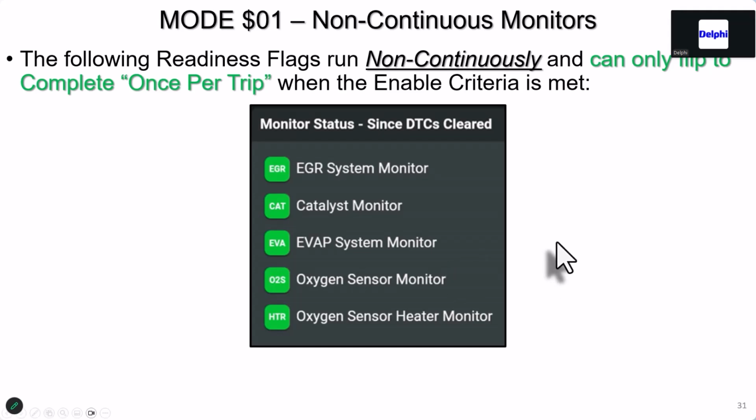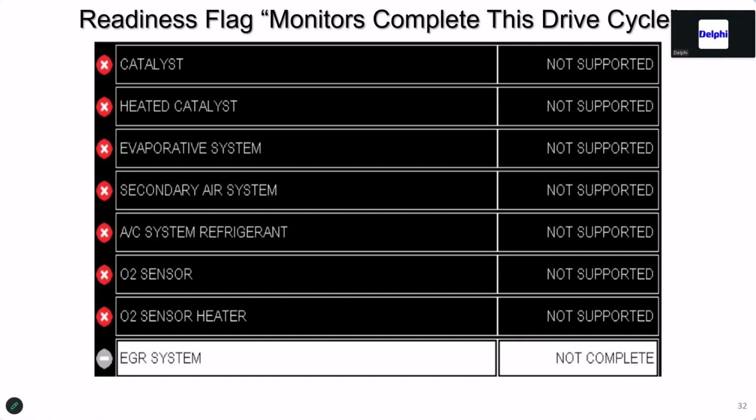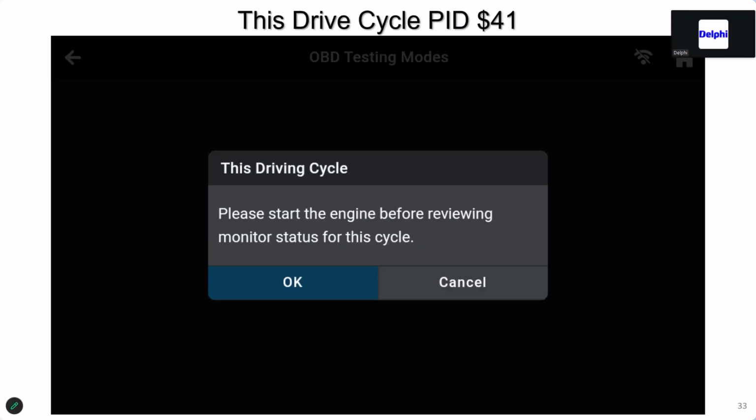But there are some things you want to know about it, because when you've got it working, it can be your best friend. A lot of them, when you turn the key on, you might see this under Monitors Complete This Drive Cycle. And remember, this is only relevant to 2008 and newer CAN cars. If you have a 2007, a 2005 that's not CAN, a '98, this is no good. It does not report this way. Why do they show not complete or not supported? Because when you're using monitors this key cycle, you need to start the car up. They will not give you an updated status until you start the car up, and that will refresh it and update it to not complete.